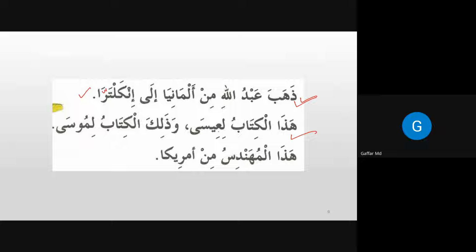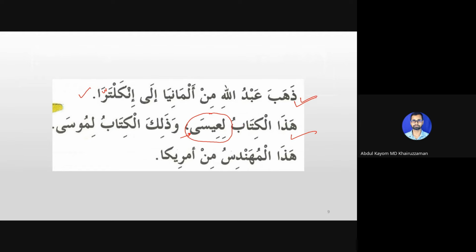This kitab belongs to Isa, and that kitab belongs to Musa. So this word has been given to train you. So how to read it? There is no dot here. This ya doesn't have any dot, so we have to read it like alif, right?